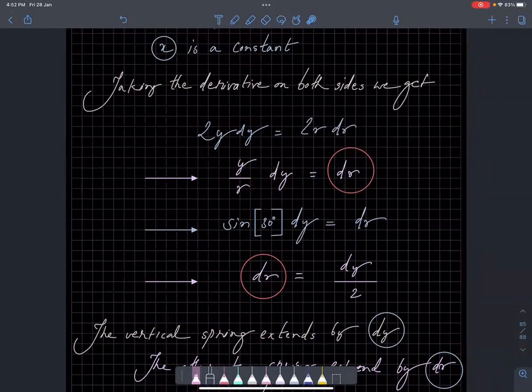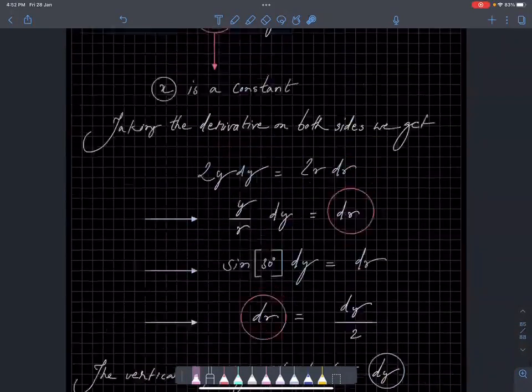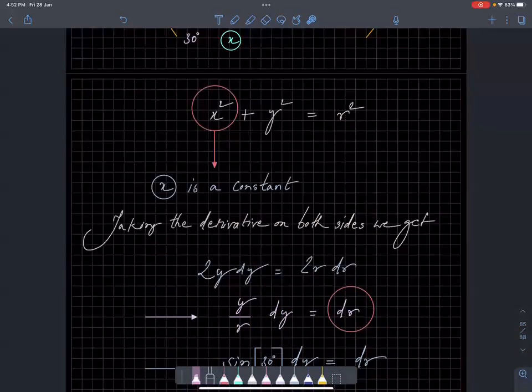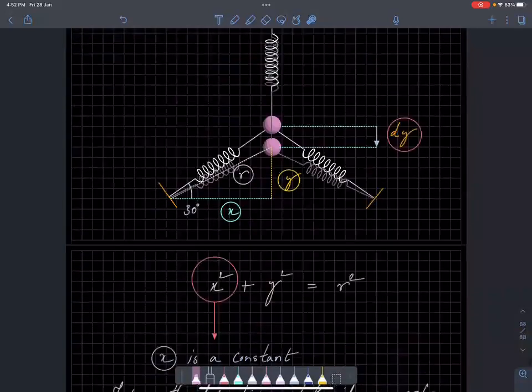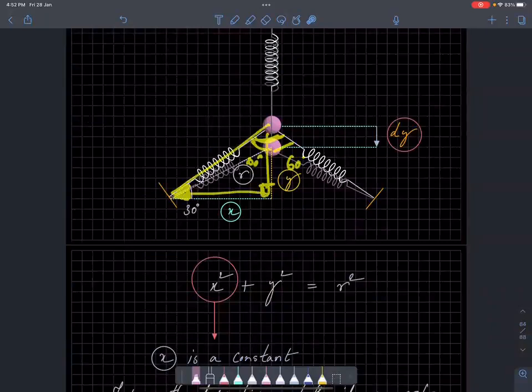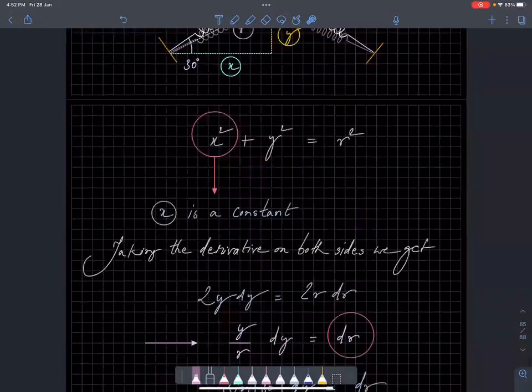Now I want to write dr in terms of dy because the mass is moving by dy. So what is y by r? This is y and this is r. And understand that this is 30 degrees. You know why? This was 120 degrees, so this is 60. This is 60, this is 90. If this is 60 and 90 in the triangle, this is 30. Do you agree?